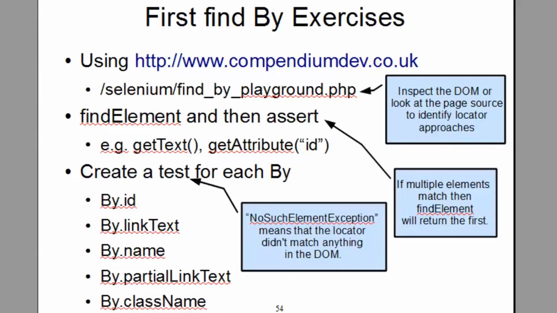Okay, now it's time for you to get hands-on with the findElement and By methods to try some of these exercises. So go off to http://selenium/find_by_playground.php. Look in the DOM. You know how to inspect the DOM now. Do the inspect element. If you're using Firefox, remember to install Firebug. Then what you have to do is create a test for each of the following By methods. By ID, by link text, by name, by partial link text, by class name.